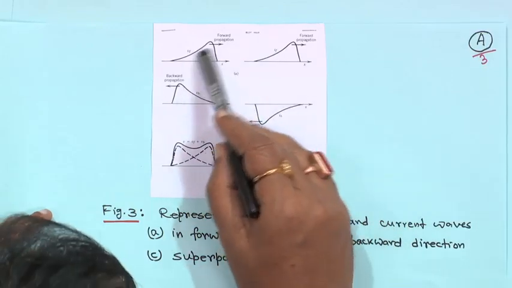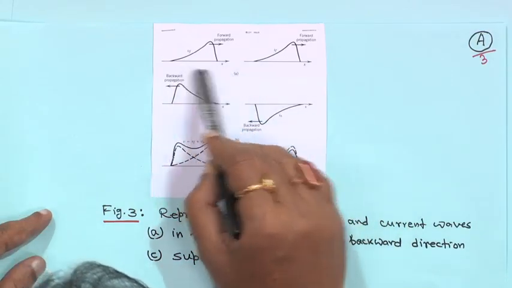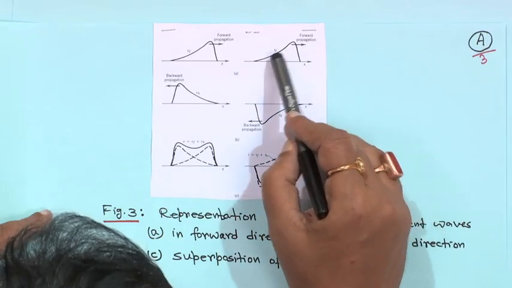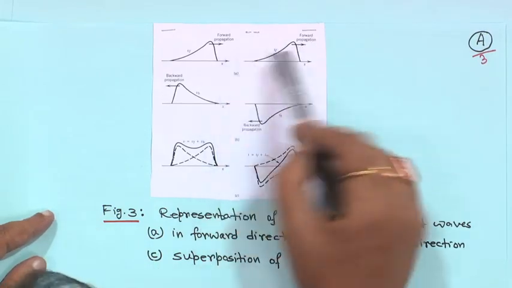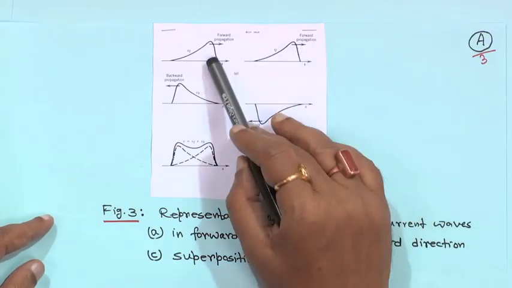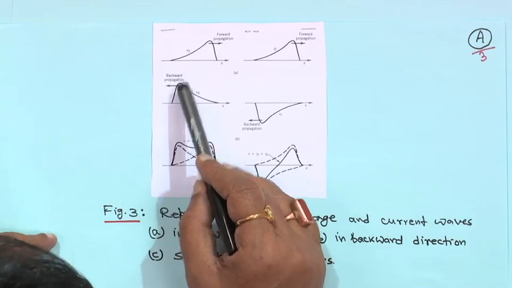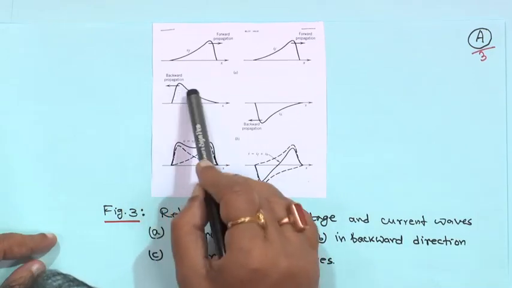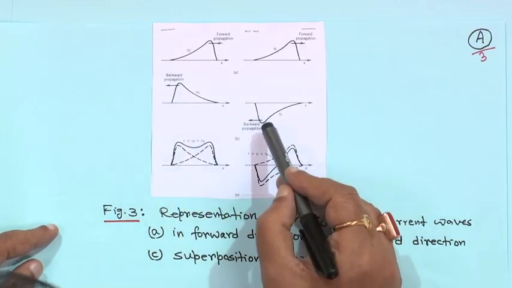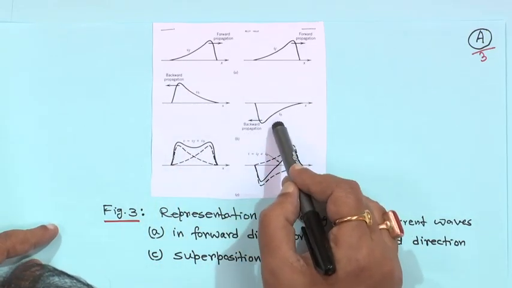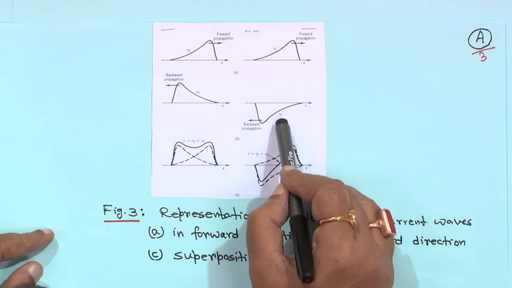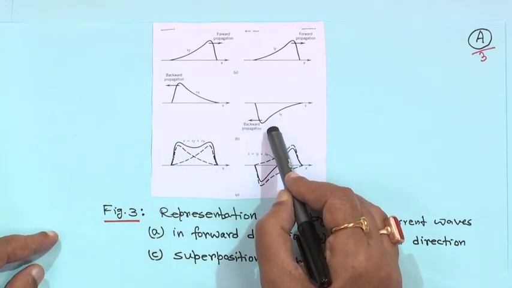So, this is the forward propagation, this is voltage Vf, and x is increasing in this direction, and this is forward propagation current If. The shape remains the same, the values may be different. Now, backward propagation is moving this way. This is Vb, and in the case of current, for backward propagation, current is negative. So, this is Vb and this is Ib.